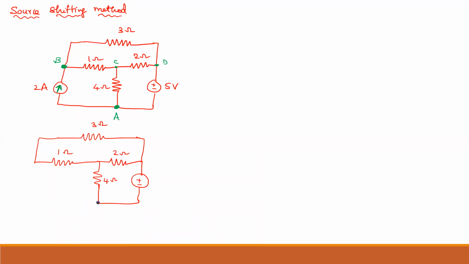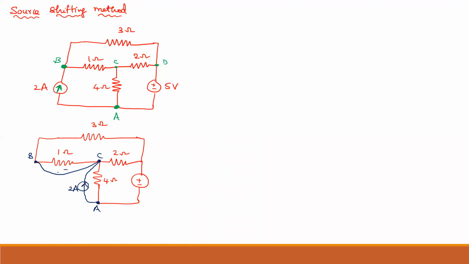A is your point. So directly I am not going to B. First I will go to the C point we marked. So this is A point, C point and B point. Now I am not directly going from A to B. What I am doing? First I will travel A to C, then C to B. So when traveling A to C, this is your current source of 2 ampere.